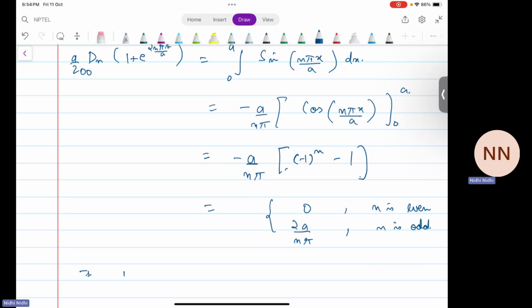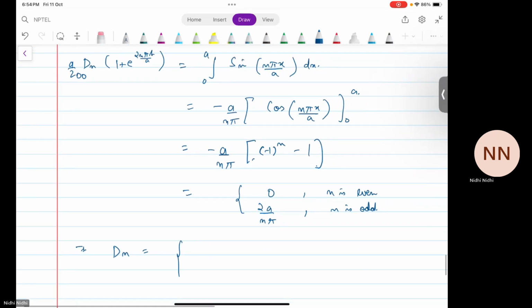So from here we get dn equals 0 when n is even, and it is 2 into 200, 400, the a gets cancelled out, by n pi (1 plus e to the power 2n pi b by a), when n is odd.